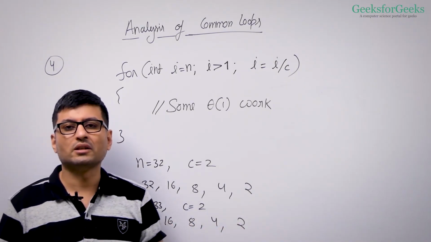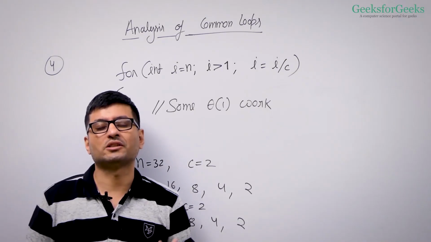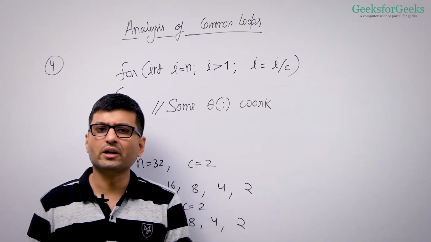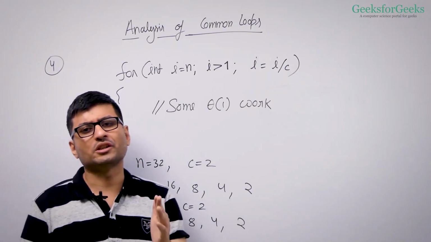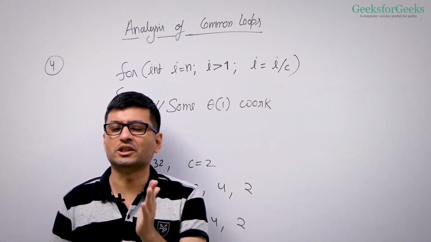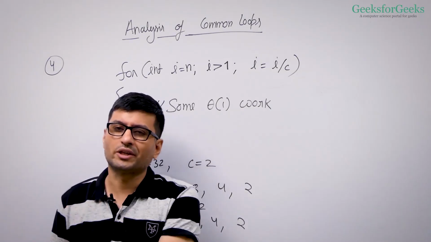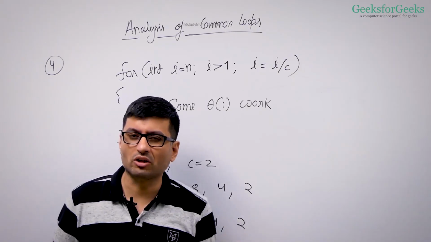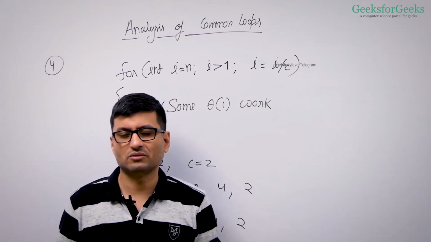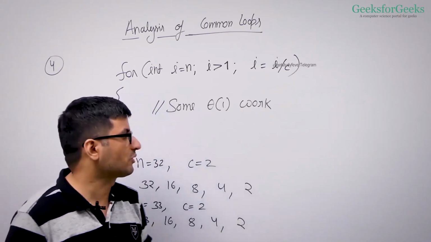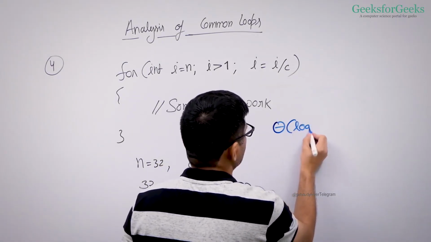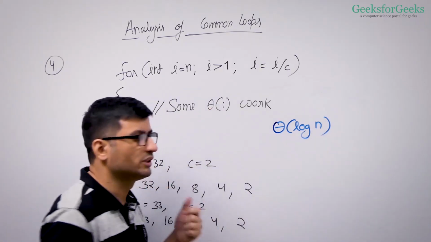Any guesses? If you take a look at this loop, it's just the opposite of the previous loop that we discussed, right? It runs the series with c raised to the power k minus 1, then c raised to the power k minus 2, c raised to the power k minus 3 till 1, right? So how many times is it going to run? You will again take the log and you will say it's log n. So the order of growth of this loop is theta log n. It's the opposite of the previous loop that we discussed.